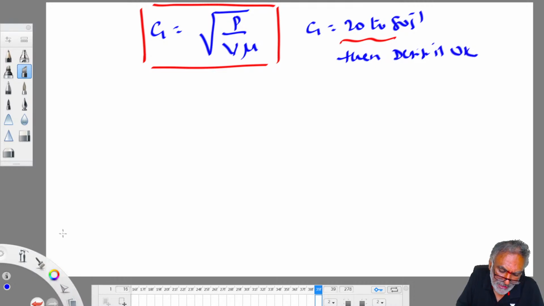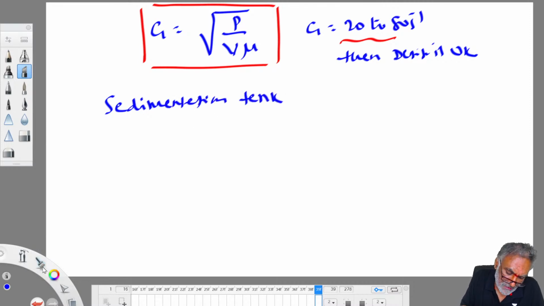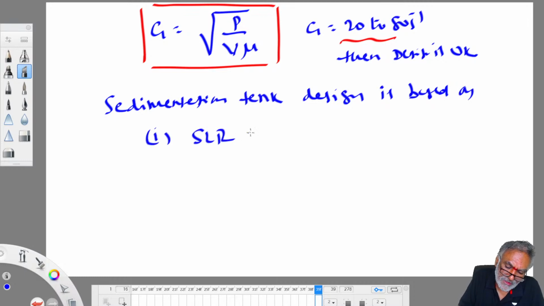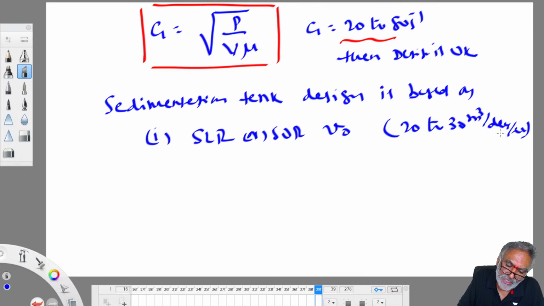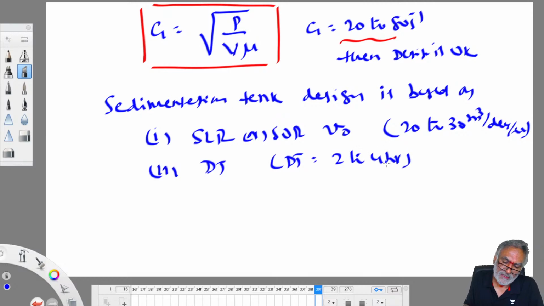And the sedimentation tank designed here is based on surface loading rate only. One is surface loading rate, or surface overflow rate V0, that we provide anywhere between 20 to 30 meter cube per meter square per day. Of course, we will give you, no need to worry. And the second one is detention time. Generally detention time we maintain 2 to 4 hours.